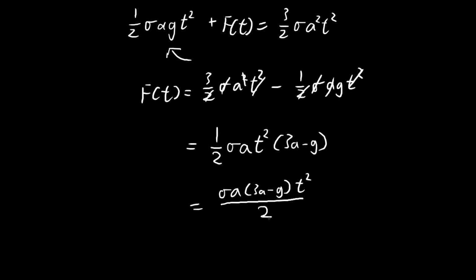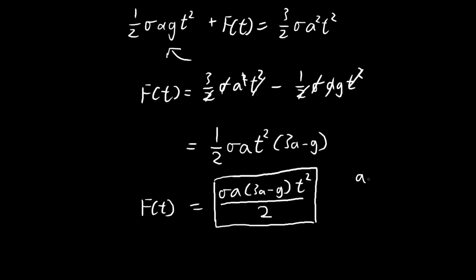This is our solution. This formula here gives us the force of the hand, the amount of force that the hand is exerting upon the chain as a function of time. If you notice, when acceleration is equal to g/3, the force is going to be equal to 0. So when the chain is being pulled down, if the acceleration is equal to g/3, the hand actually doesn't need to do any work at all. You can just let the chain fall and it will fall at this constant acceleration.